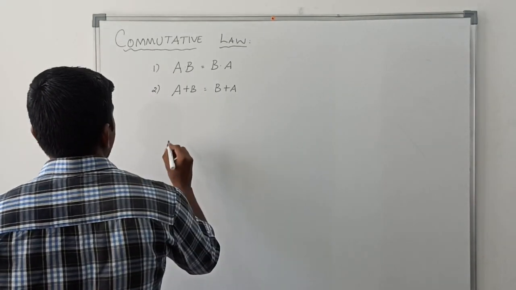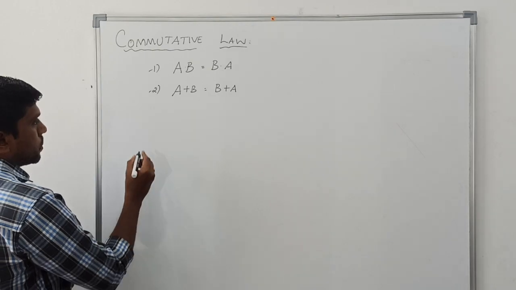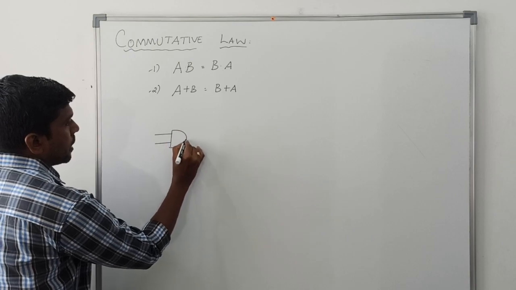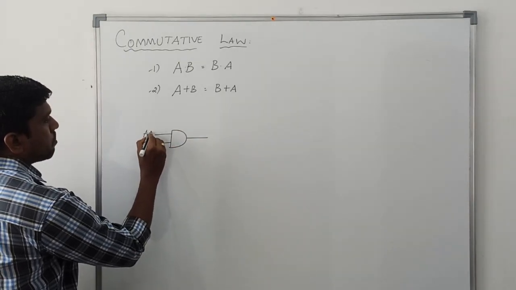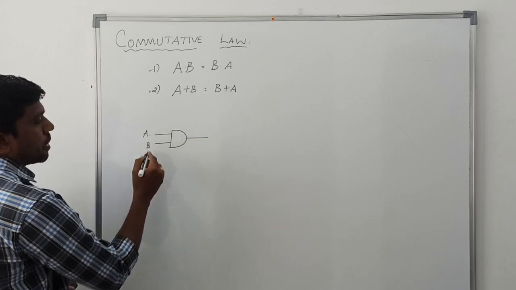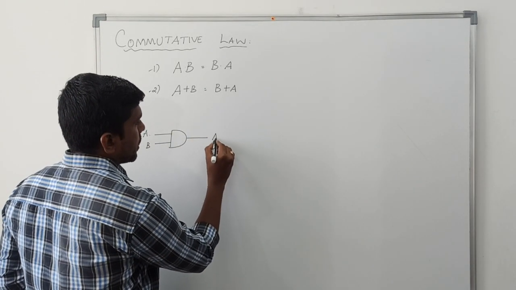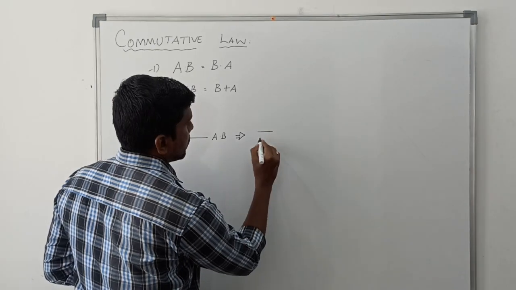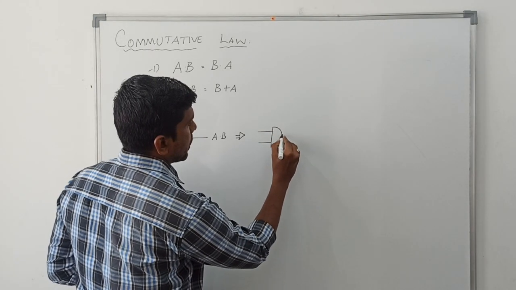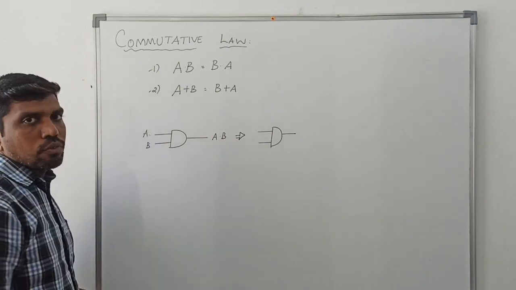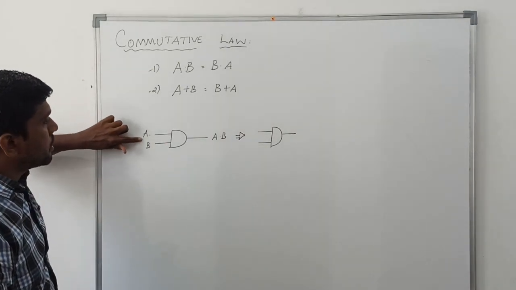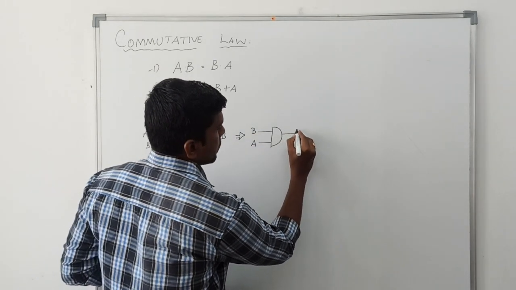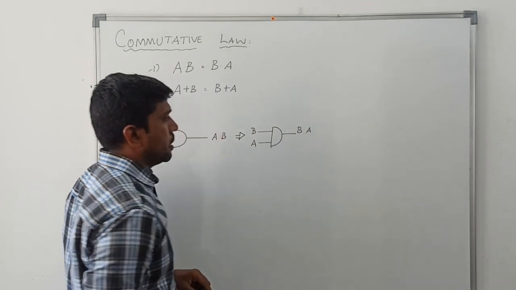Now I draw the graphical representation of law 1 and law 2. A dot B is a product operation, so it is an AND gate. One input of the AND gate is A, another input is B, and the output of the AND gate is A dot B. So A dot B equal to B dot A. Here also we can use one AND gate, changing the sequence of the inputs. In the first diagram A, B is the input; in the second diagram B, A, and the output is B dot A.